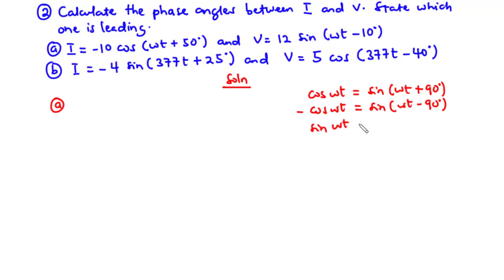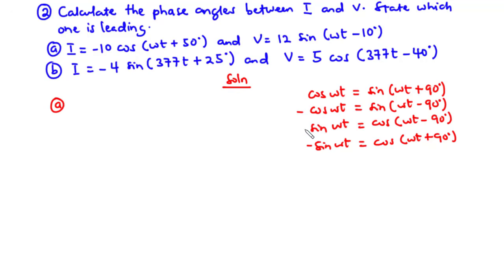Sine omega t is equal to cos omega t, this time minus 90 degrees, and then negative sine omega t is equal to cos omega t plus 90 degrees. So take notice of these four trig identities. If you have cos omega t, because we have a positive amplitude, then you have plus 90. Negative, you have negative 90.